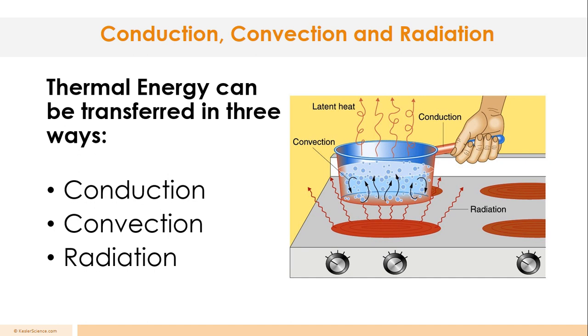Thermal energy can be transferred in 3 ways: conduction, convection, and radiation. In the diagram to the right, we see conduction, where the hand is touching the pot. We see convection, where the hot liquid is rising and the cool liquid is sinking in the pot. And radiation would be the waves of heat that come off of the stove.